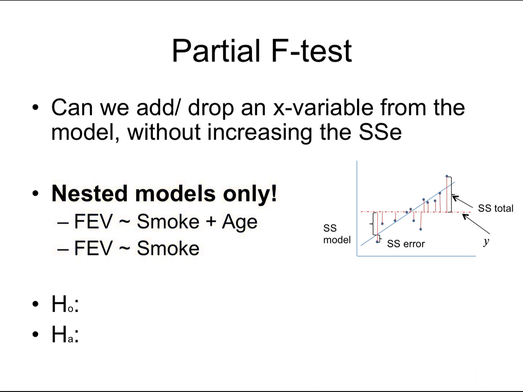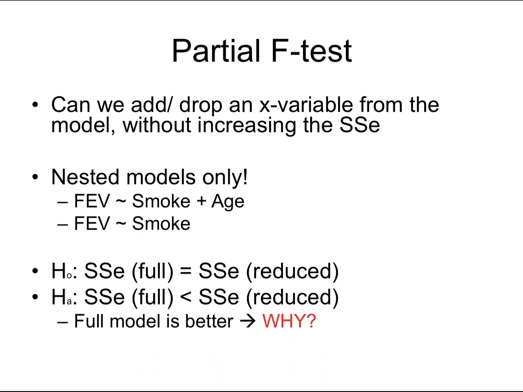So what are the hypotheses for the partial f-test? The null hypothesis is that the sum of squared error of the full model is equal to the sum of squared error of the reduced model. The alternative hypothesis is that the sum of squared error of the full model is less than the sum of squared error of the reduced model. In other words, that the full model is better. By better, I mean the full model explains significantly more variation than the reduced model. Our predicted values are closer to our observed values. If this is true, then the F statistic should be large.